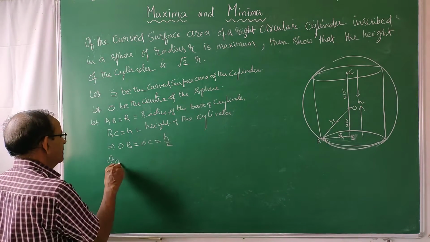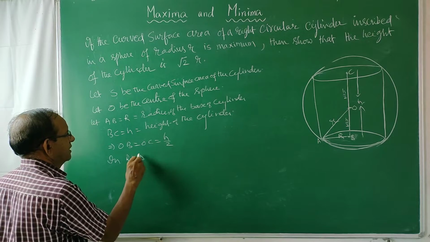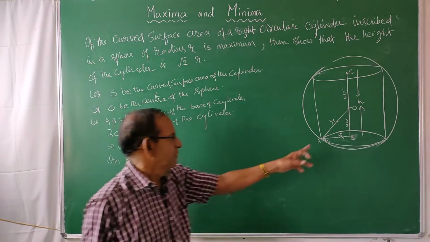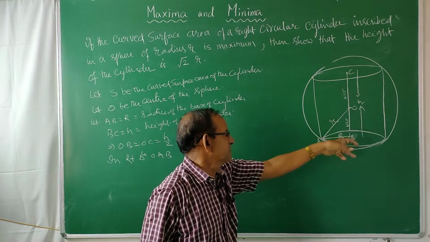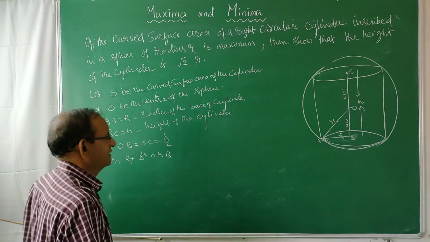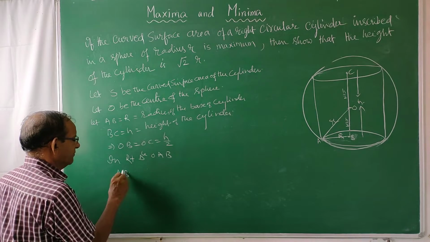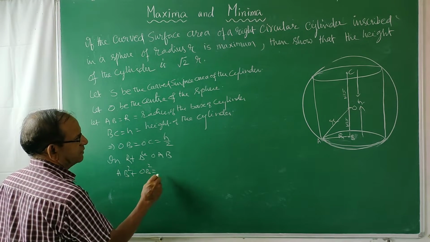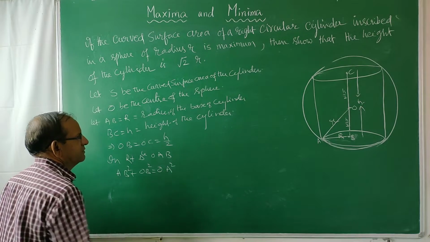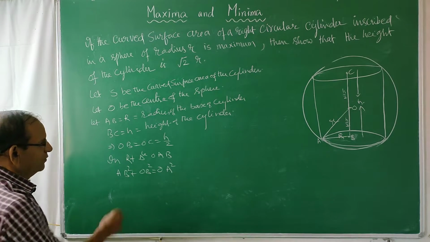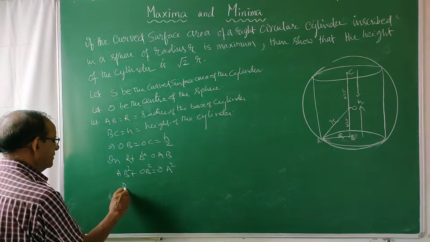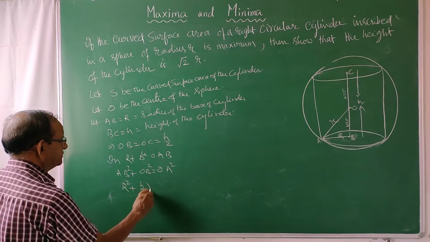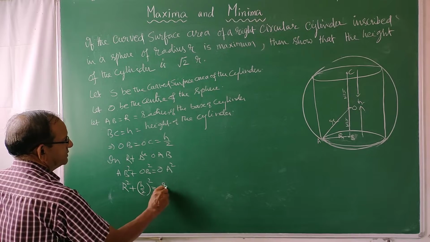In right triangle OAB, AB square plus OB square is equal to OA square. From that what you will get, AB square is big R square and OB square is H by 2 whole square, is equal to OA square, means small r square.